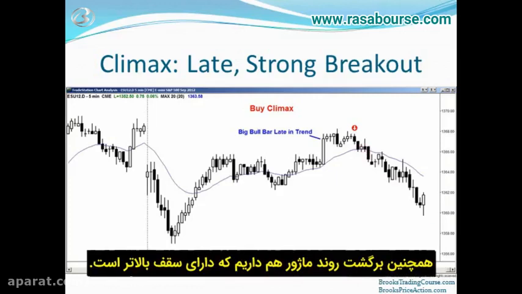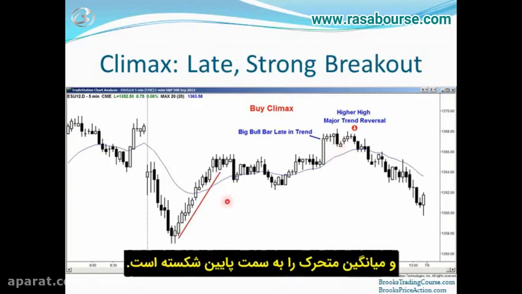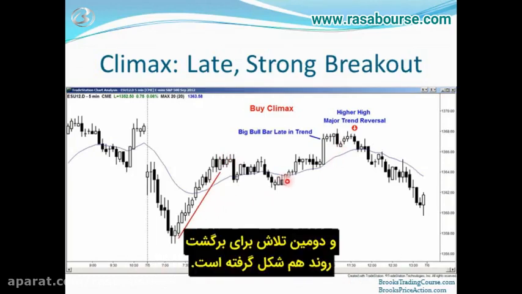And you can also look at this as a possible higher high major trend reversal. We have a bull trend, a trading range. It broke the trend line. It broke below the moving average. And we have a resumption of the trend and a second attempt to reverse the trend.